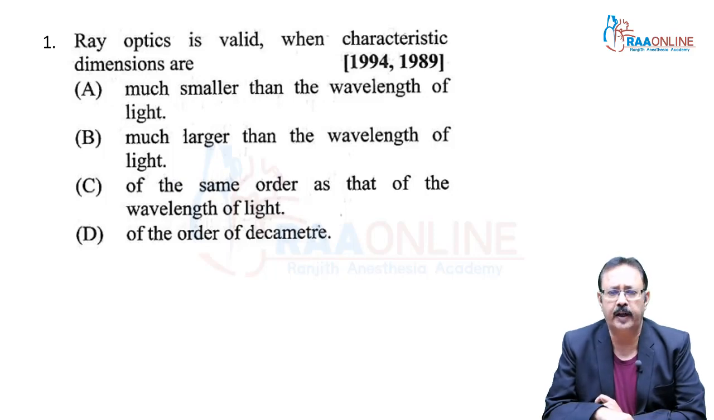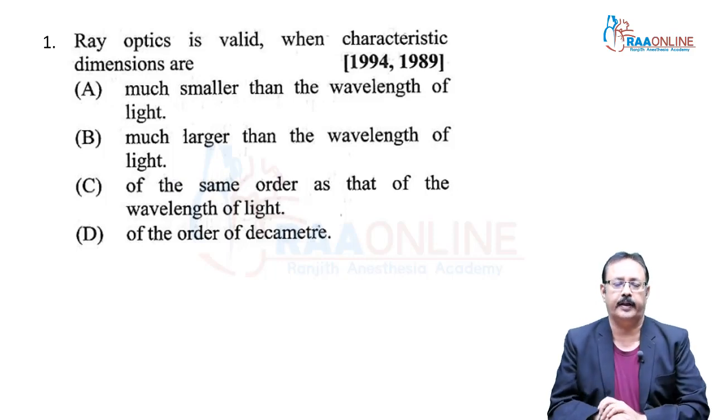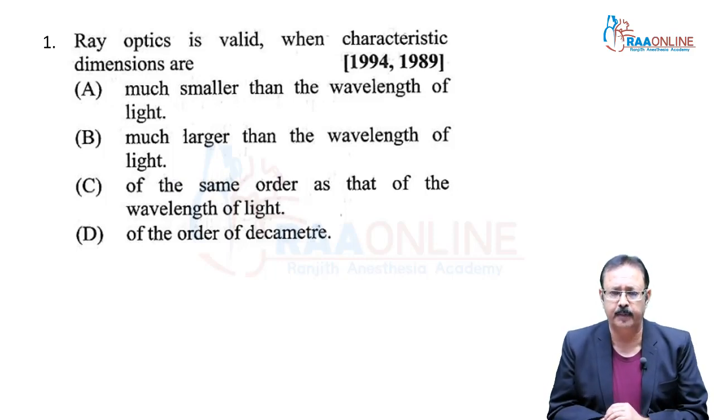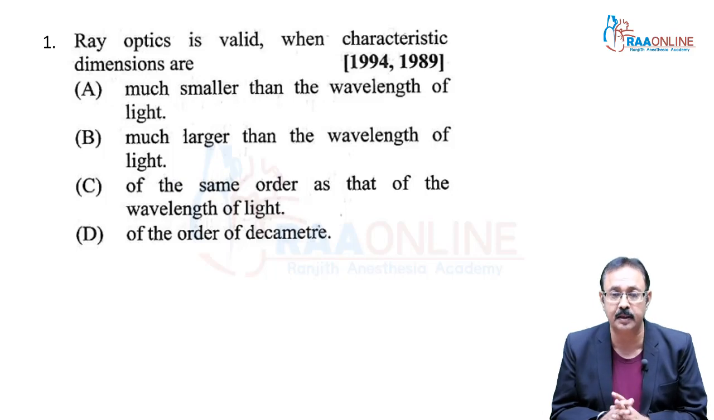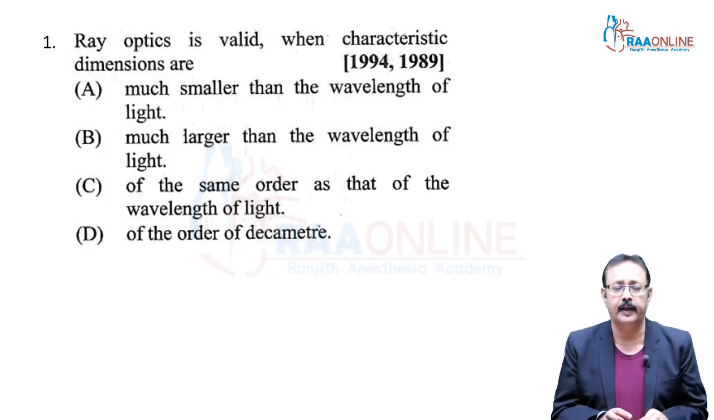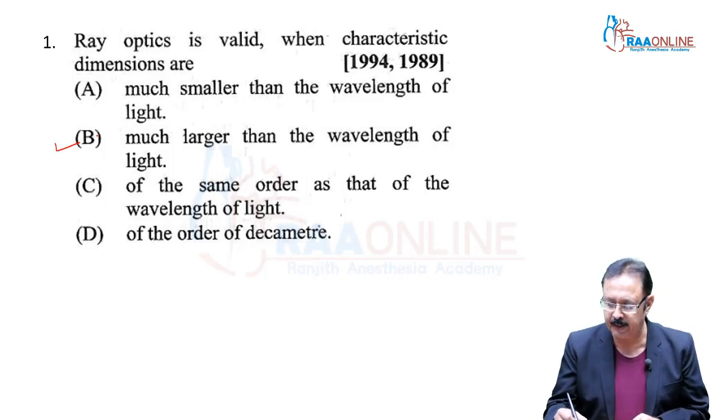Ray optics is valid when characteristic dimensions are much smaller than the wavelength of the light, much larger than the wavelength of light, or of the same order? You know that the wavelength of light is very small, in the order of 10 to the power minus 6 meter. So you can deal with ray optics only if objects are much larger than the wavelength of light. So we will go with option B.